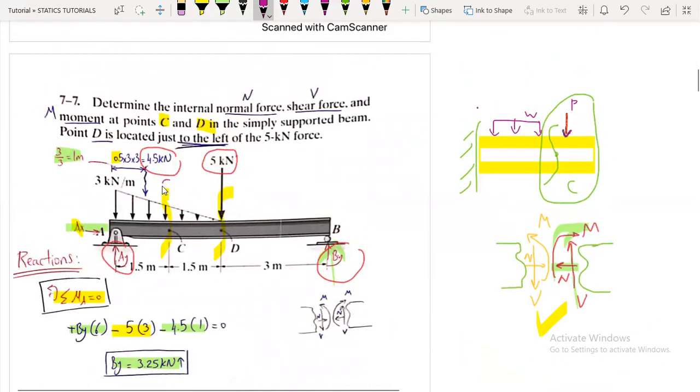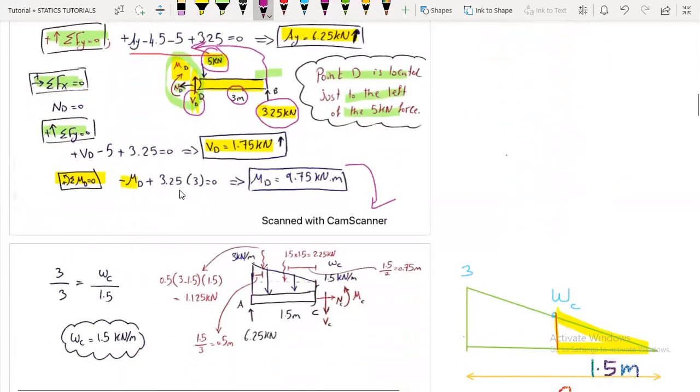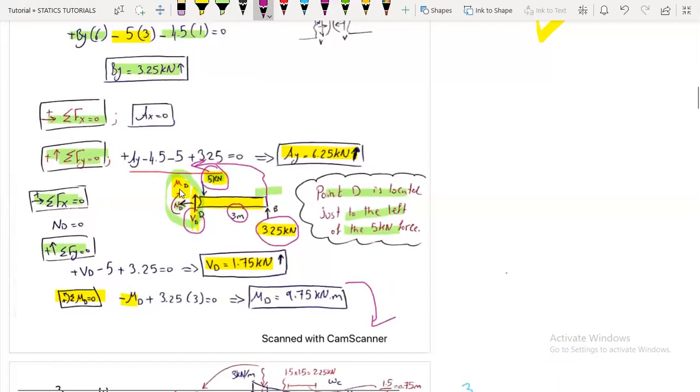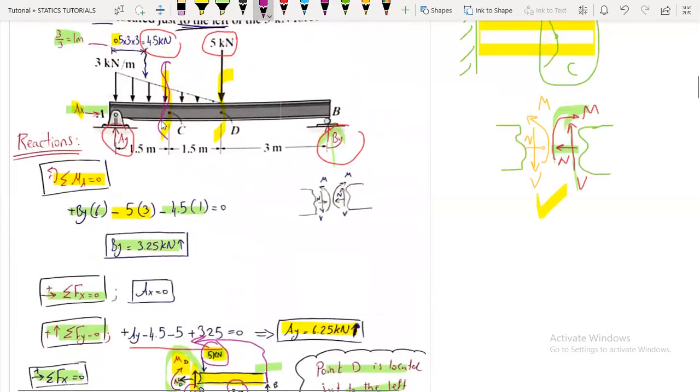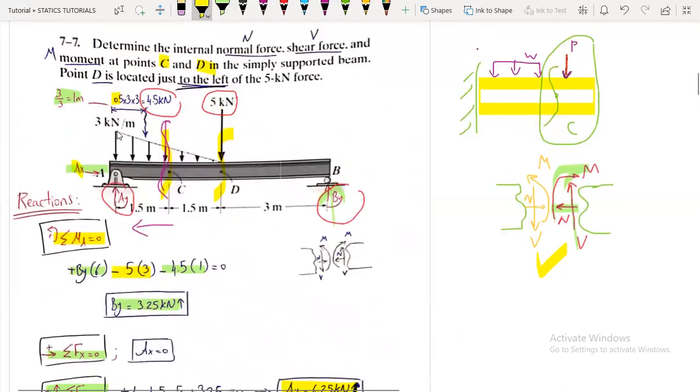Now, taking the section at point C to find the internal loadings, it's up to you whether you would like to take either the left or the right section. So I took actually the left part, so member AC, and I have this distributed load. I will divide it. If you take the right side, you will just have the triangular part and the concentrated force. But in my case, here's point C, I took the left side.